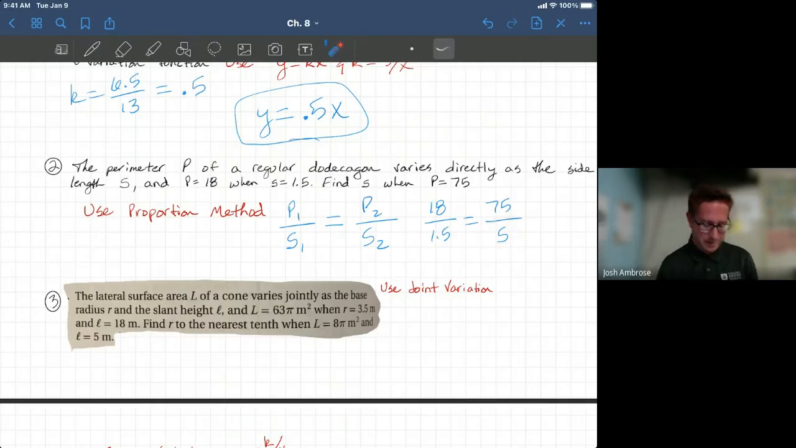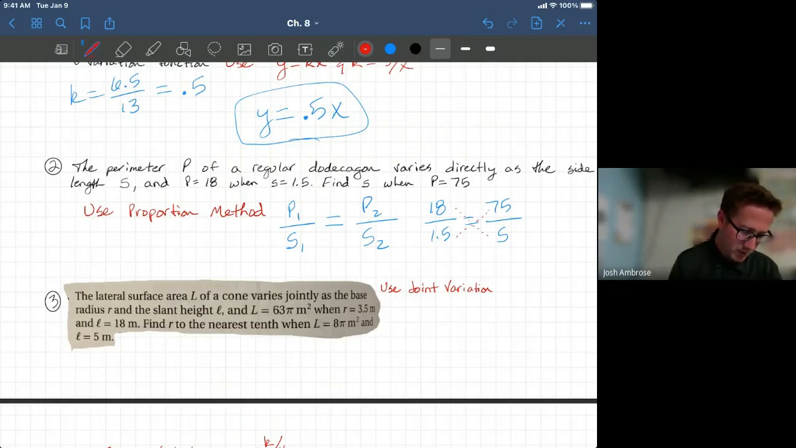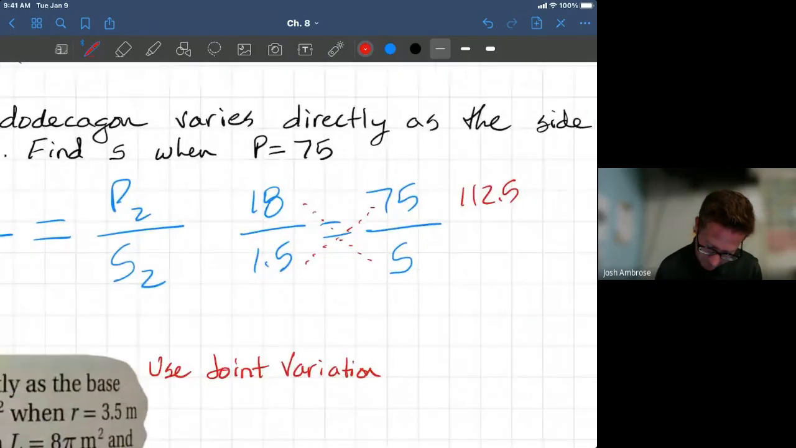All right, okay. So how do you solve proportions? Cross multiplication. All right, so we are going to cross multiply, and 75 times 1.5 gives us 112.5. So you're going to have 112.5 equals 18S.